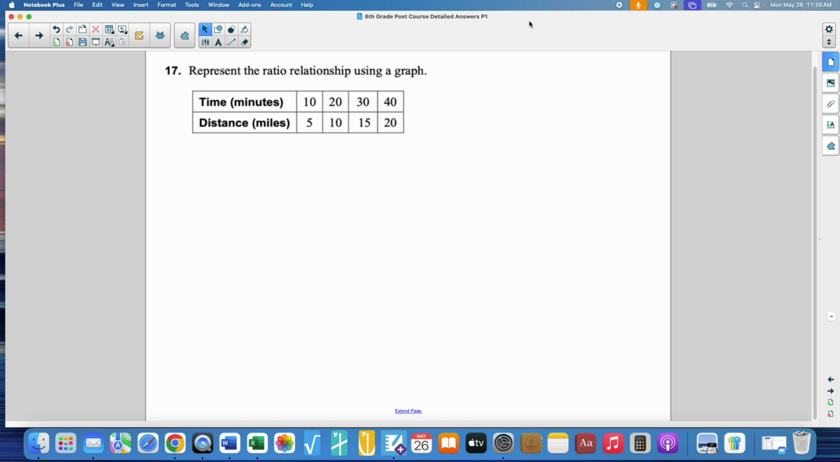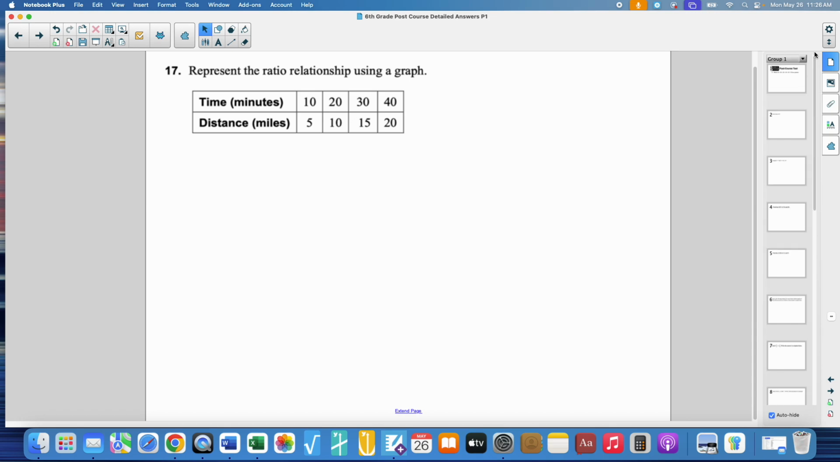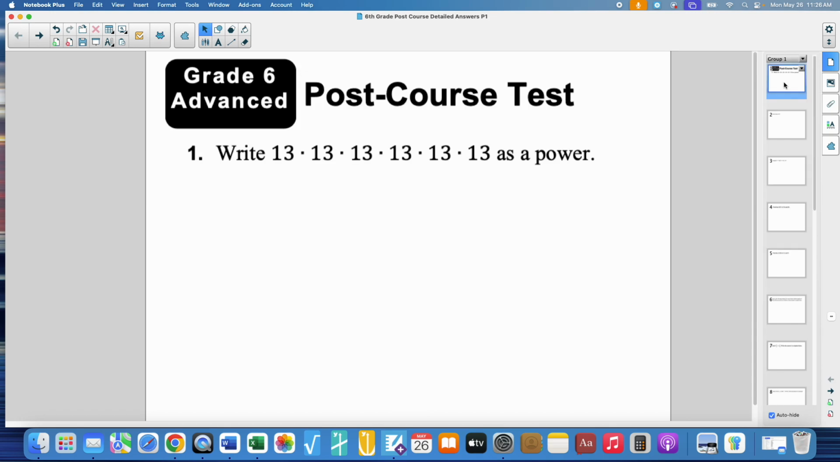We're not going to start on question 17. We're going to start on question 1. So let's check this out. This is 6th grade post-course detailed answers. We're going to start with page 1.